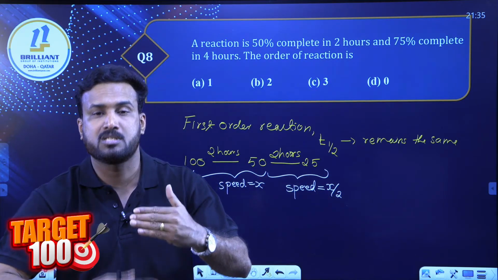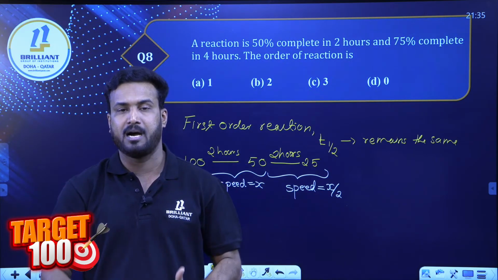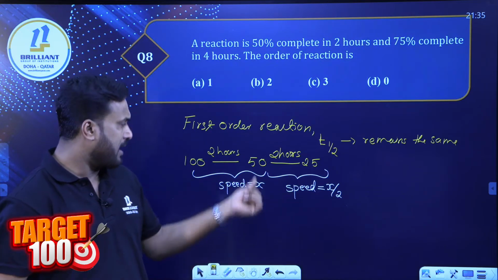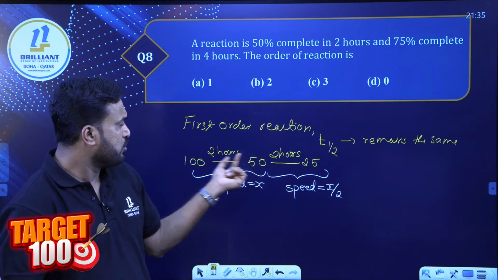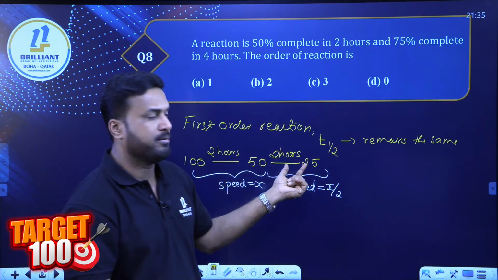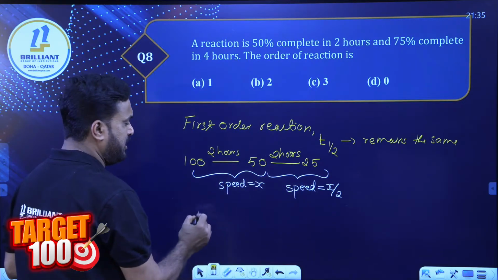In first order reaction, when concentration doubles, rate or speed becomes double. Concentration halved, rate becomes halved. So after 50%, the speed will be x by 2. So we have 2 hours over here, 2 hours over here. That is what, in 4 hours they said. See, 75% completion means correct only.